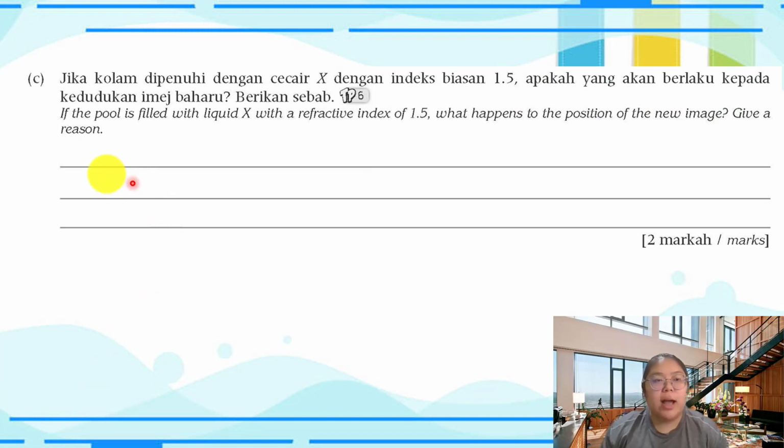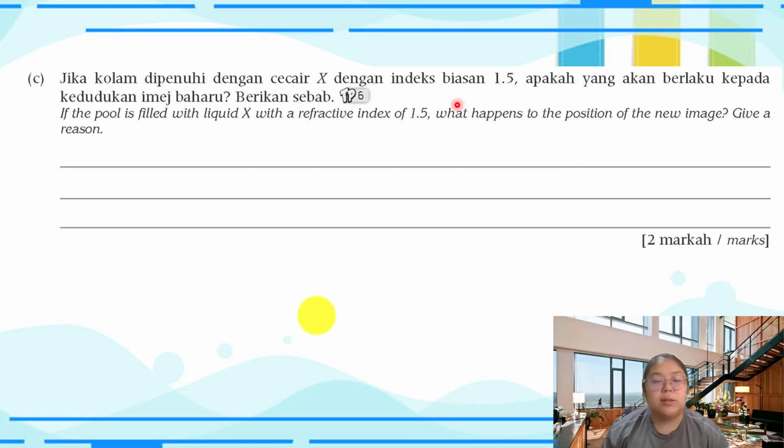Okay, the last one, they ask you about the pool filled with liquid X. The refractive index is 1.5. Just now it was 1.33, now it's 1.5. The meaning is the liquid is denser. When the liquid is denser, how does the light travel? The light travels from the liquid and bends away from the normal, right? Now it will bend even more away, because the difference in density is bigger. So now you will find the object appears closer to the surface.